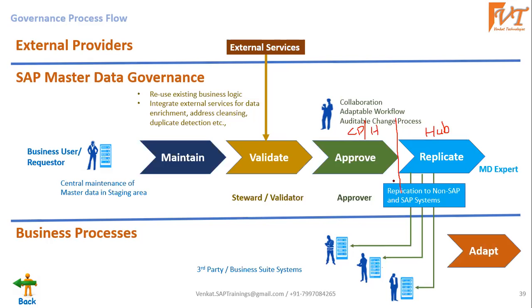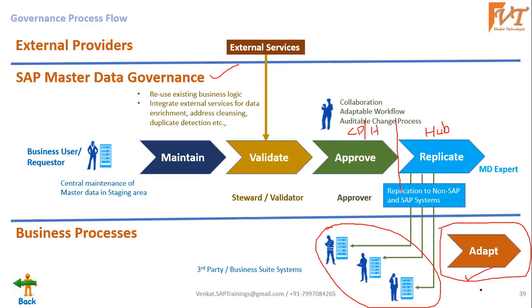Now, once the data is replicated to the target systems, there is an additional activity that can be done, adapt. This is not part of MDG. You can see this segregation. Here MDG is there, but here we have adapt.